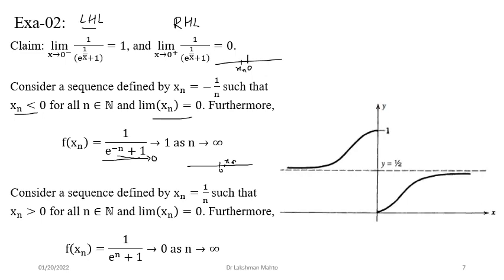So geometrically, you can visualize it this way. You can see that if x is approaching from left to 0, then the corresponding function is converging to 1. But if x is approaching from right to 0, then the corresponding function is converging to 0. So this is the geometrical visualization.